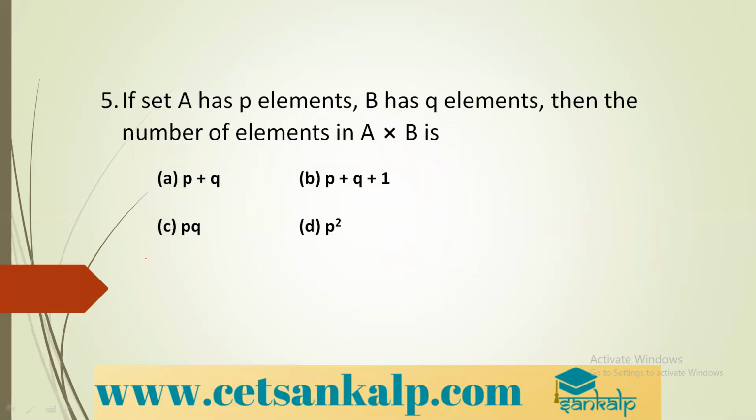The next question is fifth question. If the set A has p elements, number of elements in set A is p. Then the set B has q elements. Number of elements in the set B is q. Then the number of elements in the set A cross B. The shortcut formula is you have to take number of elements in set A and multiply to number of elements in the set B. That is, you will multiply p and q. So pq will be your answer.